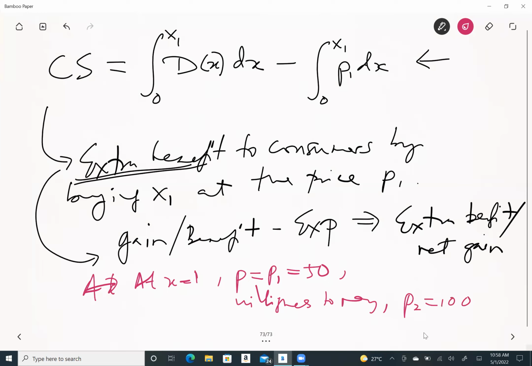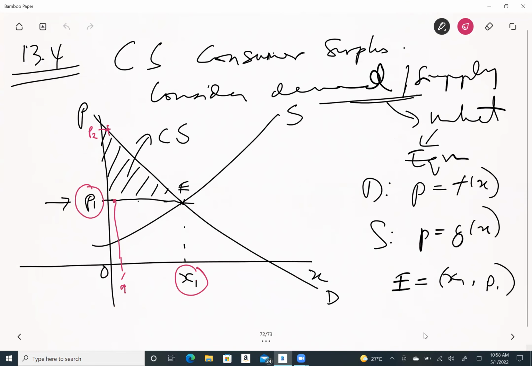So what is my extra benefit? Net gain. Extra benefit is equal to what? 100 minus 50. So that is my happiness. So that 50 is the difference between that P and that P. So you gain that one. Now, suppose 2 units, the second unit. The demand function is downward sloping. The more quantity, the lower the price. Is that right? So here, X equal to 2, I'm willing to pay, say, P3.